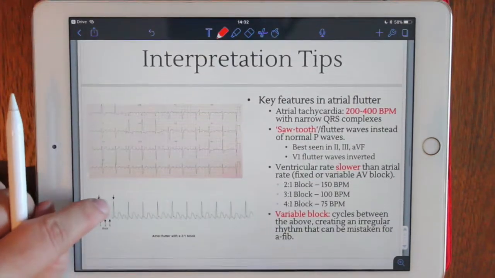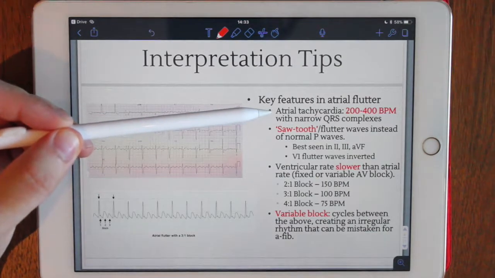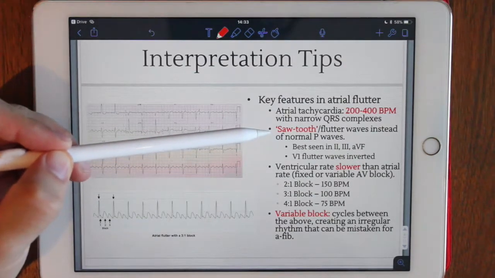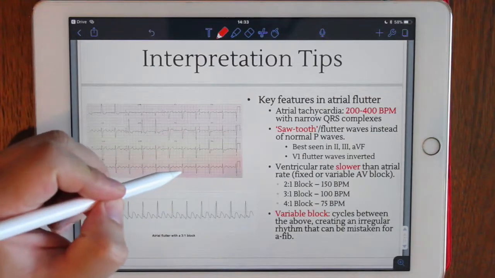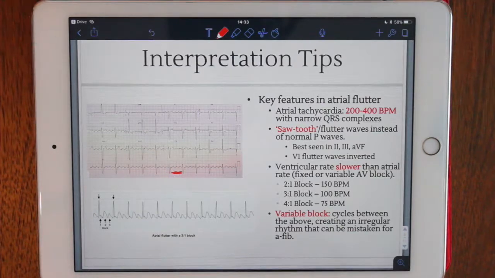So interpretation tips for A flutter. It's important to realize that the atrial rate will be very fast. We'll have atrial tachycardia anywhere from 200 to 400 beats per minute. You'll get a characteristic sawtooth pattern of the isoelectric line as that electrical activity cycles through the atria.